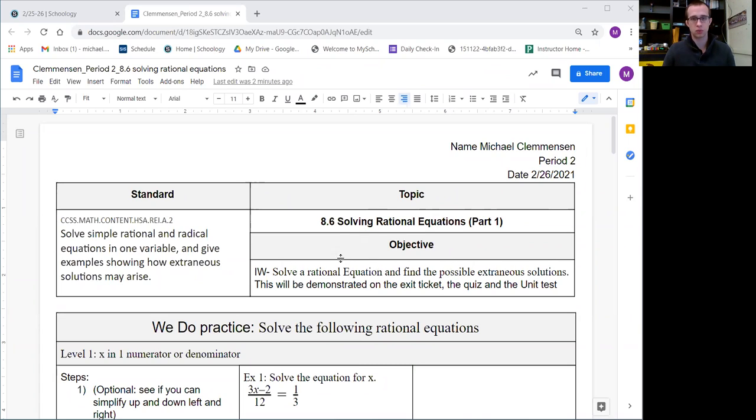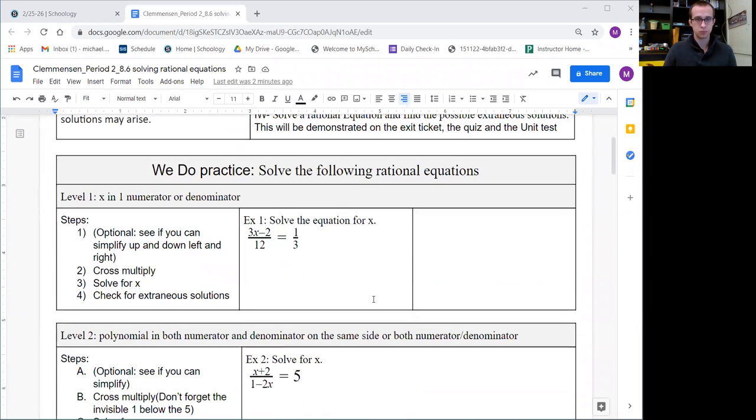It's 2 parts: solving, and then also checking for extraneous solutions. And you'll demonstrate this on the exit ticket, the quiz, and the unit test. Those are your 3 main ways to show me that you know this. I've broken this up into 4 levels of problems as we solve these problems.